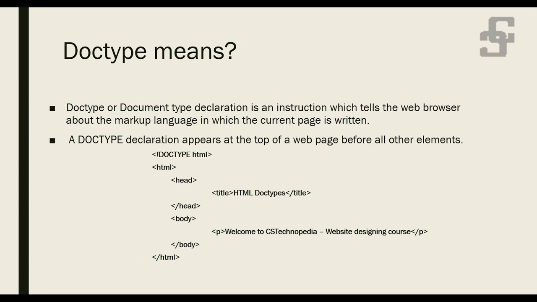Then the doctype. When a page is loaded, the browser will know through this doctype keyword what type of language is present in the document. For example, doctype html represents that this file contains HTML code, so our browser will act according to HTML.